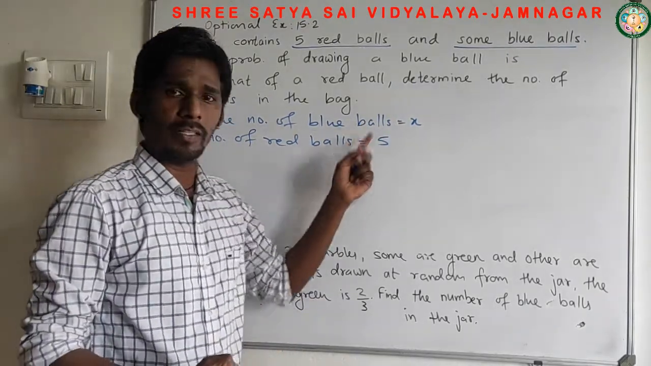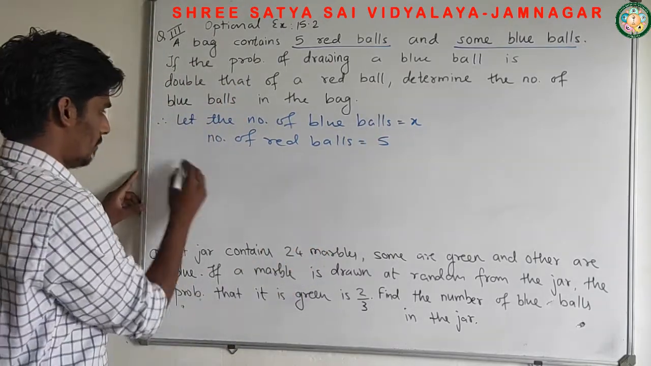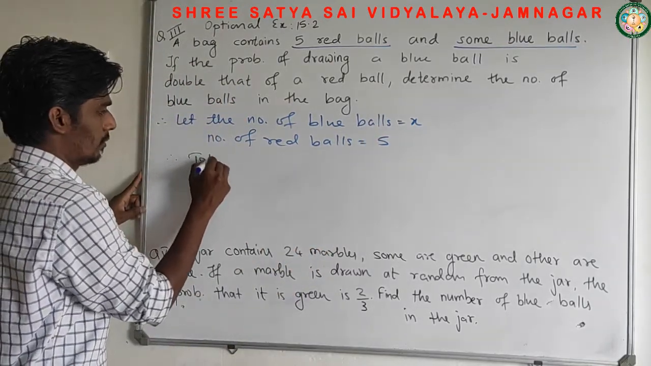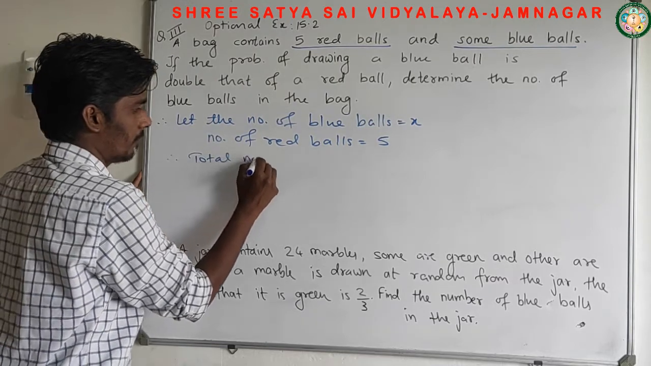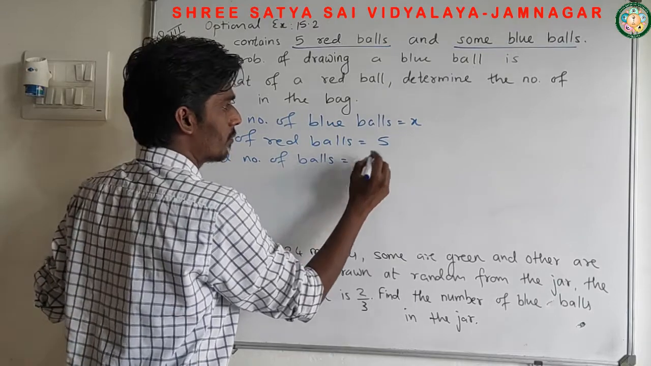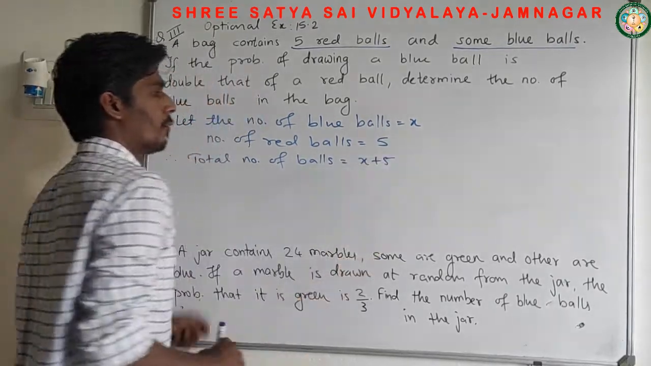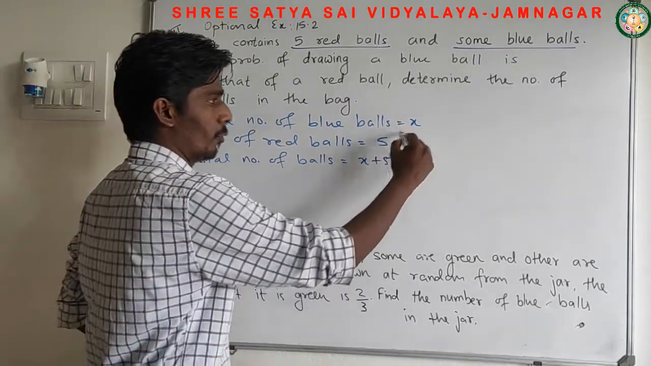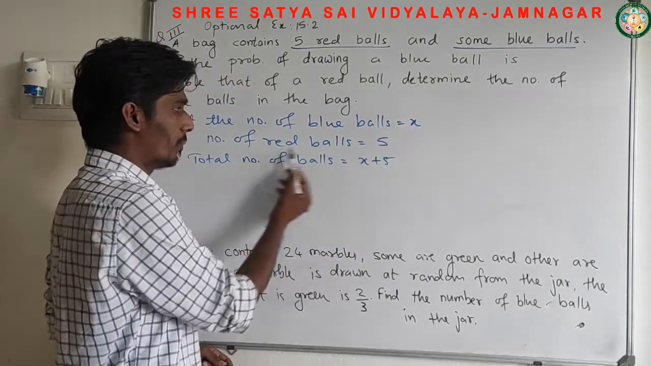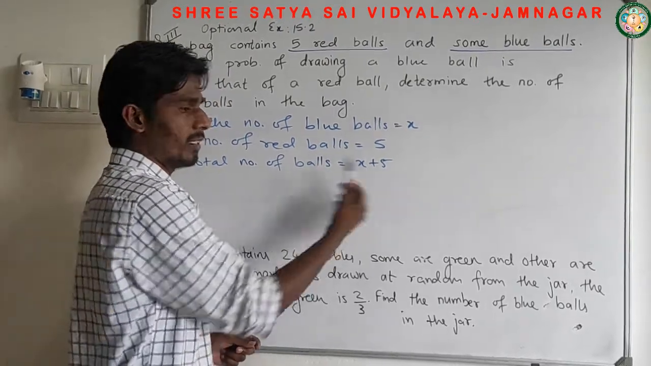So is it possible to find the total outcome from this? Adding both the numbers. Total number of balls is what? Blue plus red. So X plus 5. Now I got the number of blue balls in form of X. I got the number of red balls already in number. And I got the total outcomes also, X plus 5.